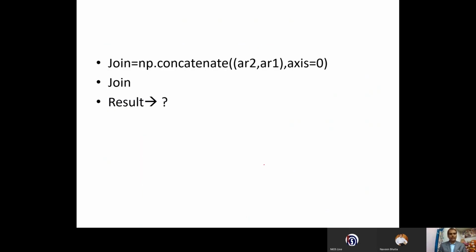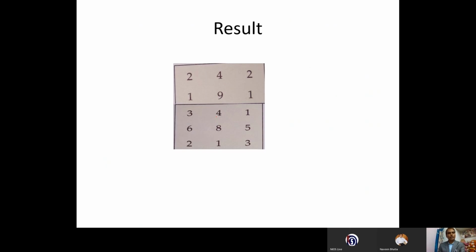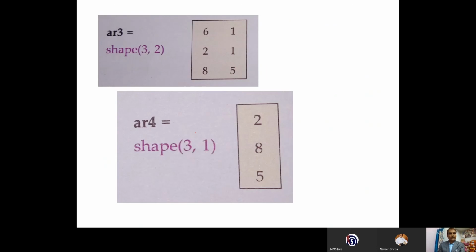Now I have given array 2 comma array 1. First I have given array 2, then I have given array 1. So array 2 will come first. Axis will be 0, no issue, they will join together. Is it clear? Okay.